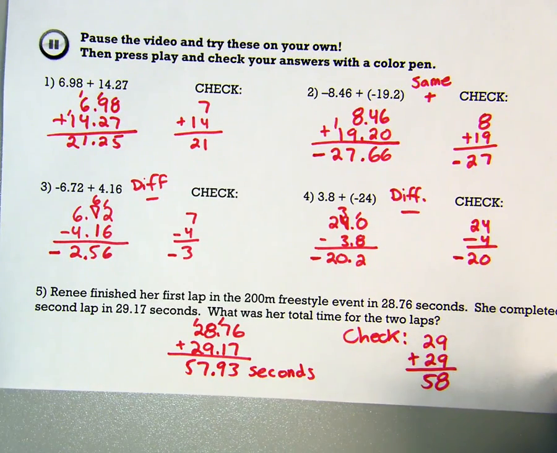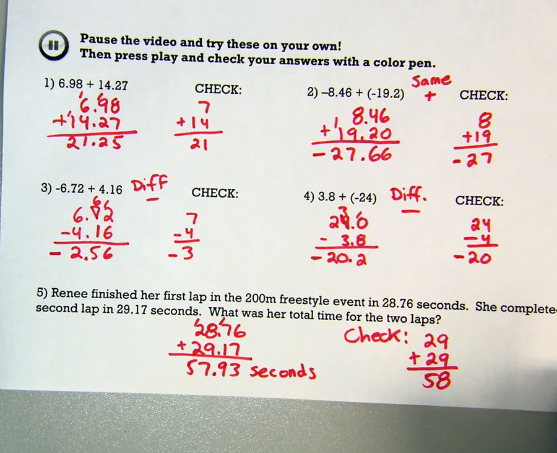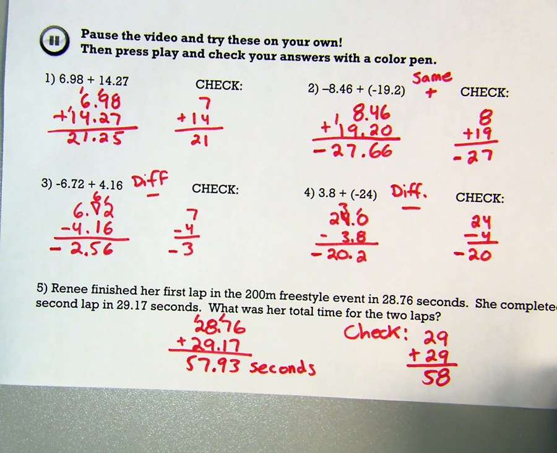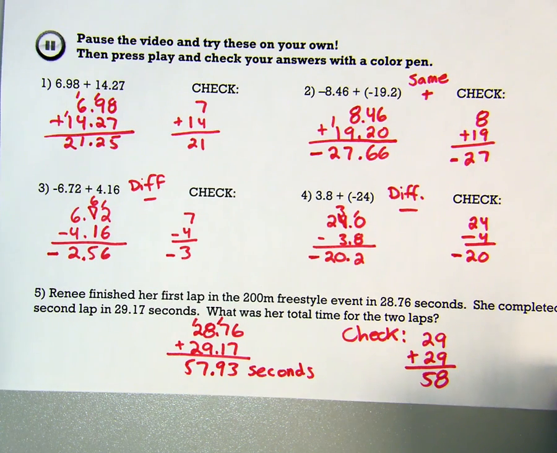Alright, number 1, you should have gotten 21.25. Number 2, negative 27.66. Number 3, negative 2.56. Number 4, negative 20.2. And then your final answer, number 5, 57.93. Also make sure that you estimated to see if they are reasonable answers.